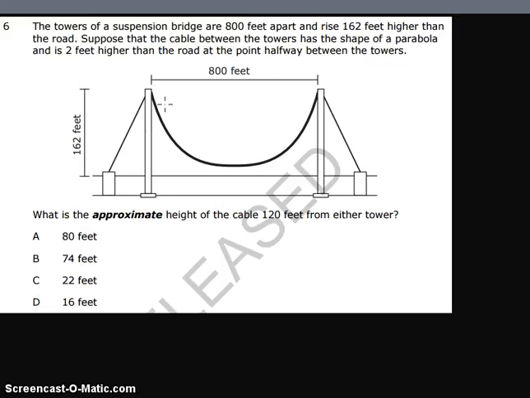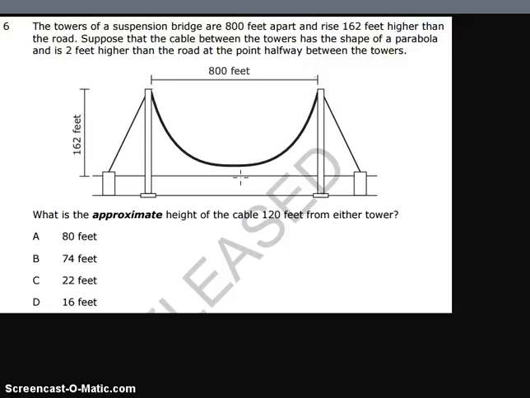So the leading coefficient is going to be a really small one because it's wide. And it is 2 feet higher than the road. So from here to here is going to be 2 feet, halfway between the towers, right through the center. The question is, what is the approximate height of the cable 120 feet away from either tower? It can be either from this to here when it is 120 feet, or from here to here.